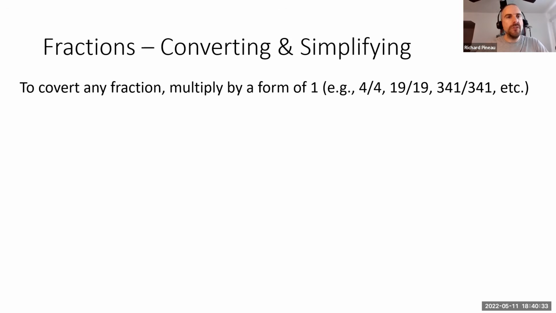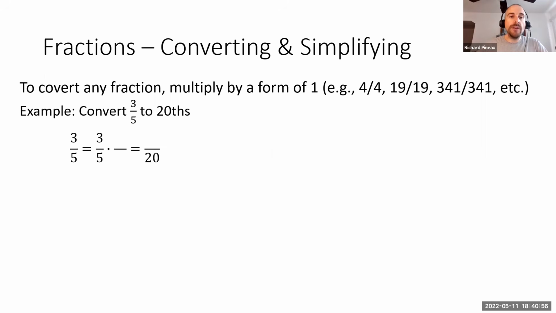Well, the good news is to convert any fraction, we multiply by some form of 1. Okay, so what do I mean by a form of 1? Well, something like 4 over 4, 19 over 19, 341 over 341, etc. The list goes on. So there are multiple versions of this, these forms of 1. Okay, well, let's first convert 3/5 to 20ths.